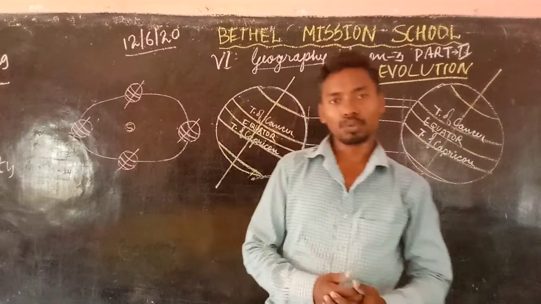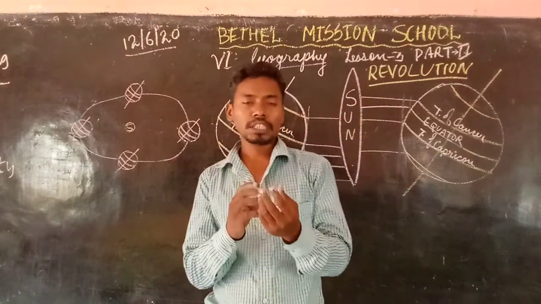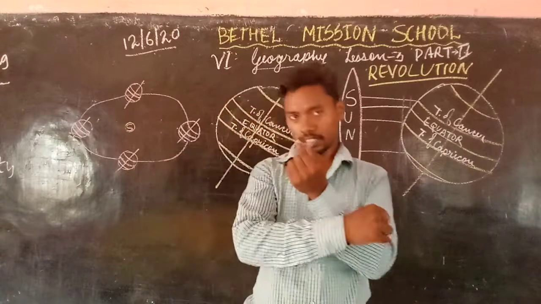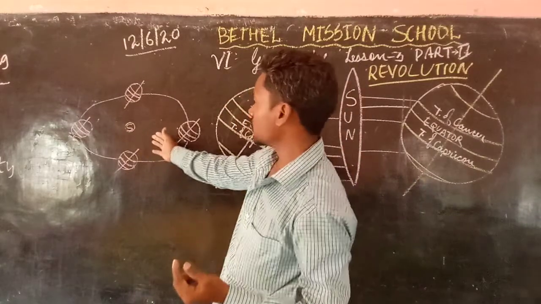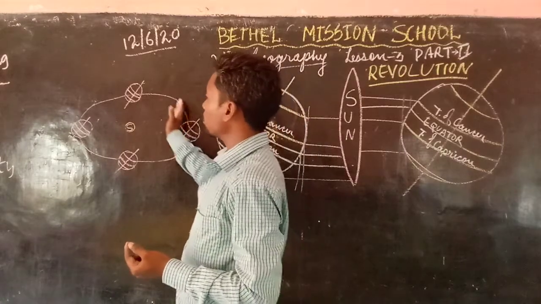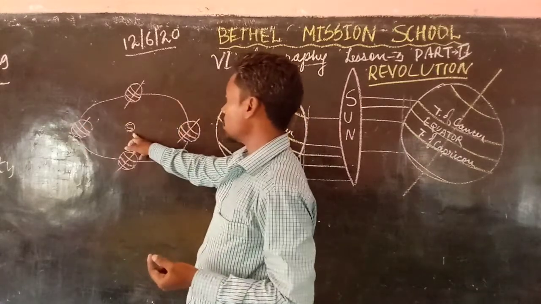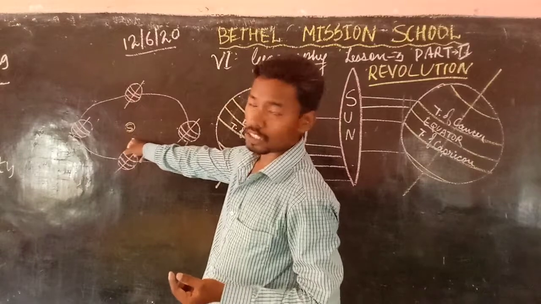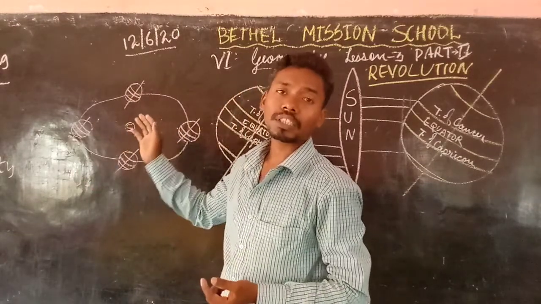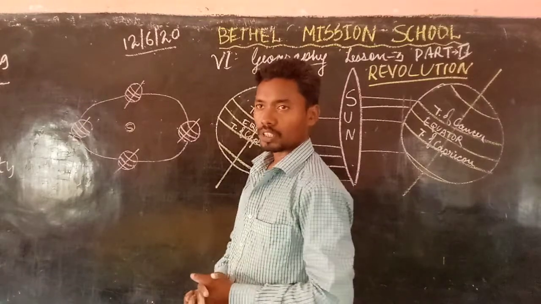So what is revolution? Revolution is the movement of the earth around the sun. For example, you can see the diagram. This is our earth, and the earth is moving around the sun, which is placed almost at the center. So this movement of the earth is called what? It is called revolution.